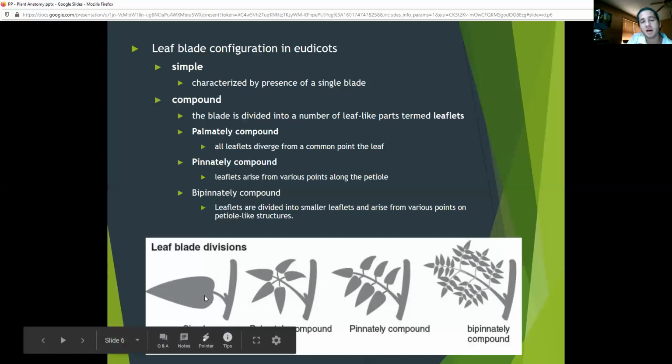A good example of a simple leaf blade configuration for a lot of you folks would be an oak tree. Go out and find an oak, and if you look at the base of those leaves, there will typically be a little velvety nubbin, and that is your axillary bud.